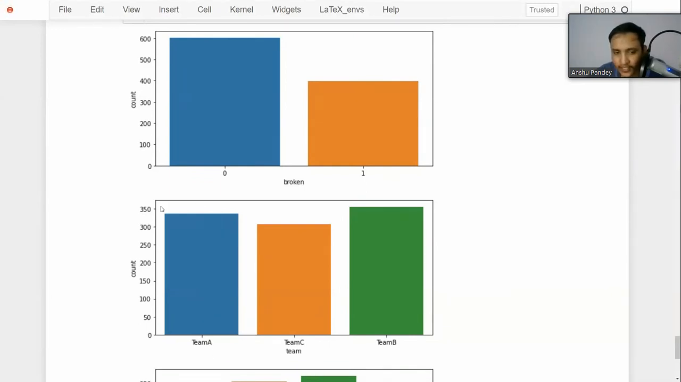Team A, as you can see, has somewhere around 330 machines, close to 300 are handled by team C, and close to 350 are handled by team B. So team C handles a little fewer machines, and in general all the teams are handling a roughly uniform number of machines. The count of machines managed by teams A, B, and C is almost equal. Each team is provided almost an equal number of machines to manage.